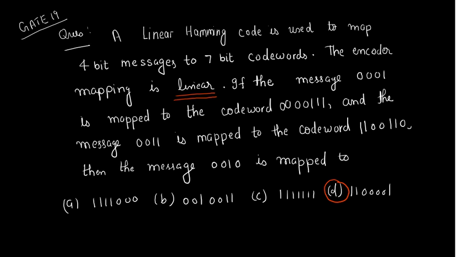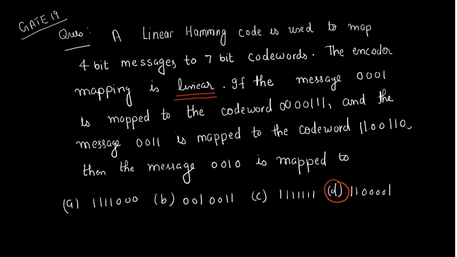And I have underlined this word linear because this word is very important in order to solve this question. Now we have two more pieces of information: the message 0001 is mapped to the code word 0000111, and the message 0011 is mapped to the code word 1100110. Then the message 0010 is mapped to?